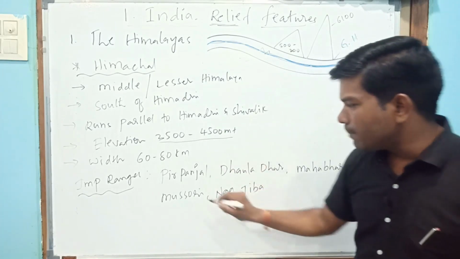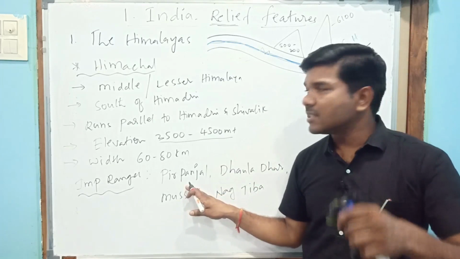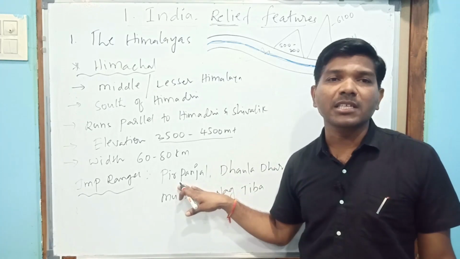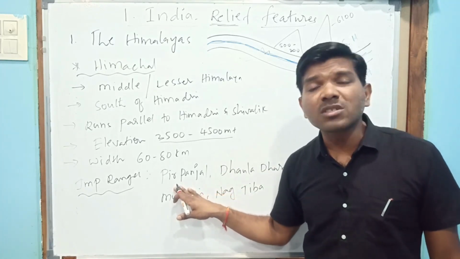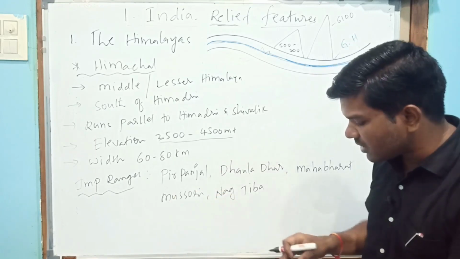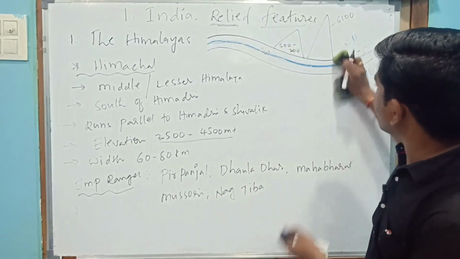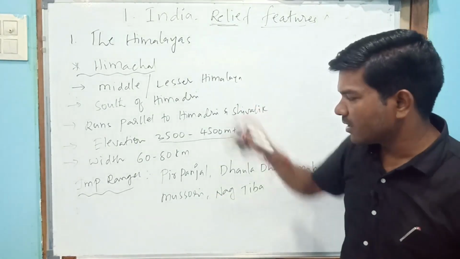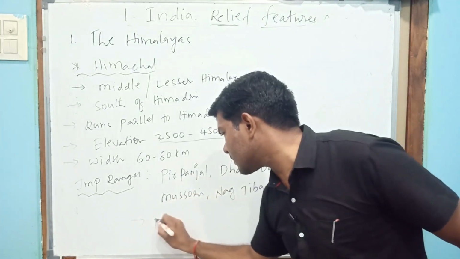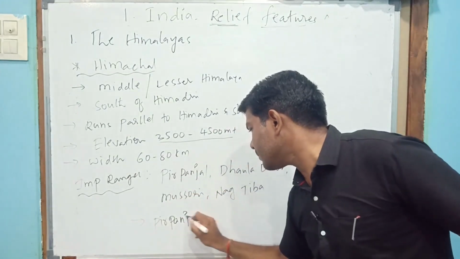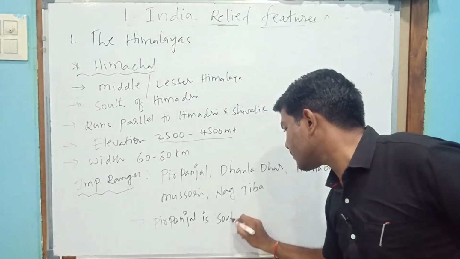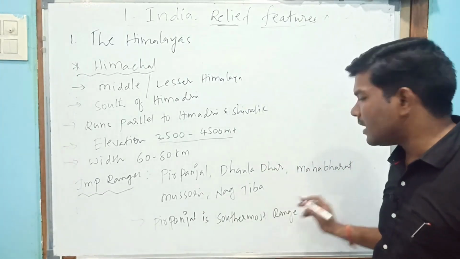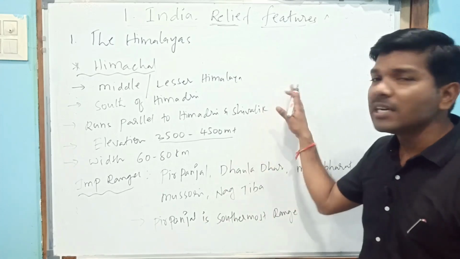Let's see about the Pir Panjal. Pir Panjal is one of the important ranges. Why is it an important range? Because it is the southernmost range in the Himachal. So I wanted to show you which is the southern one, where exactly these are located, so that you may understand very clearly. Pir Panjal is the southernmost range, and it is an important range.